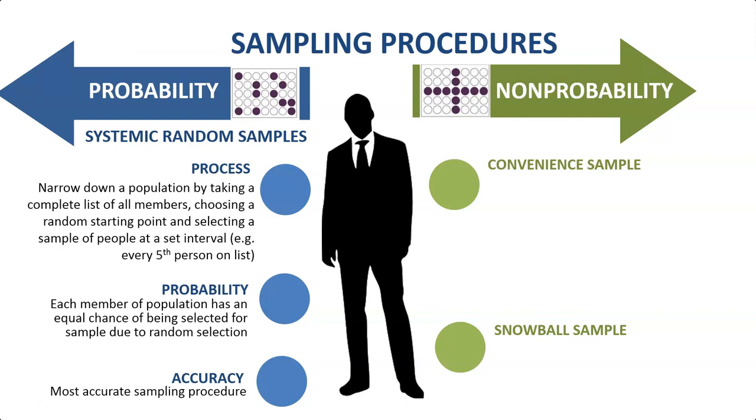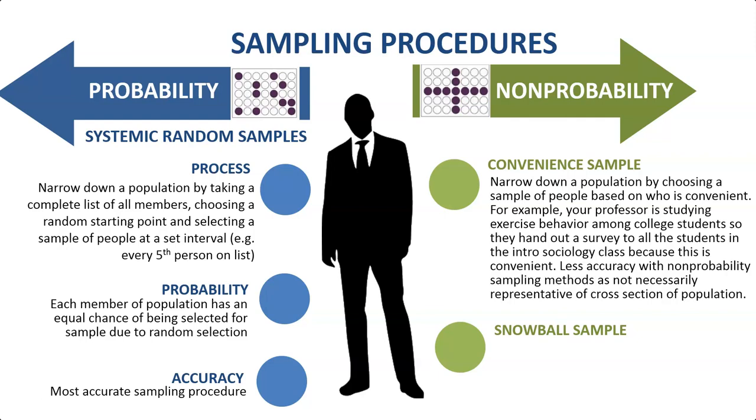It is considered the most accurate sampling procedure. A convenience sample is considered a non-probability sample. So basically it means that not every member of your population has a chance of being selected.